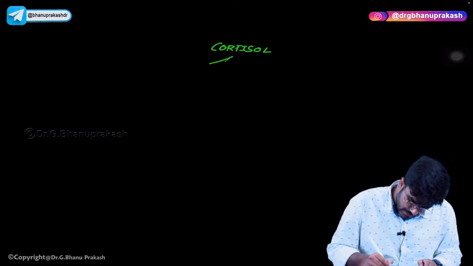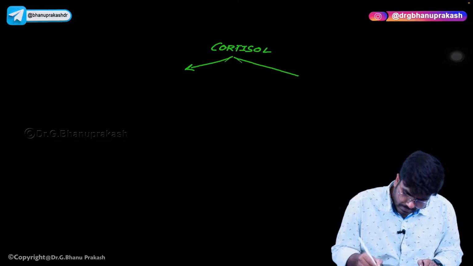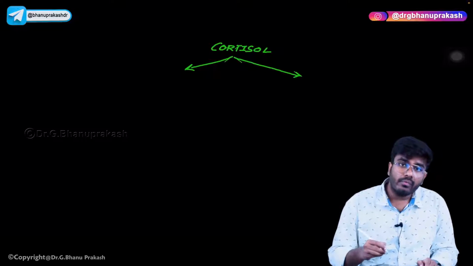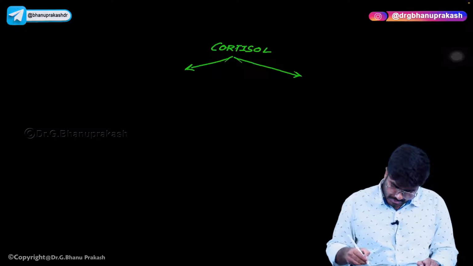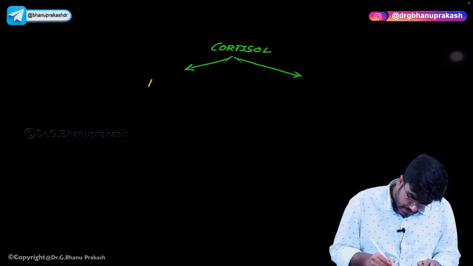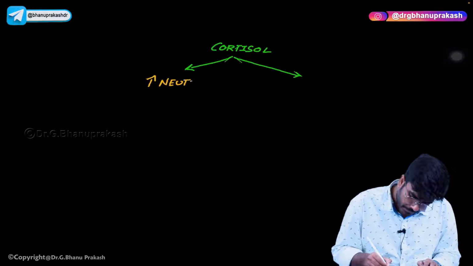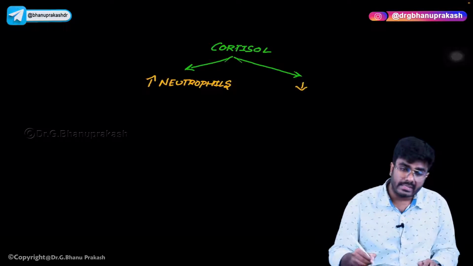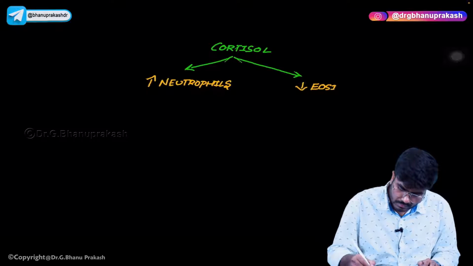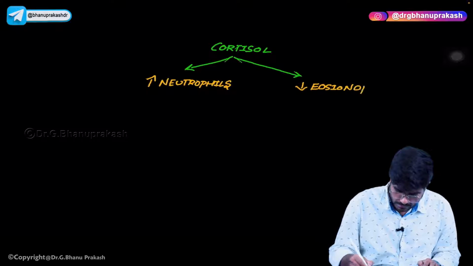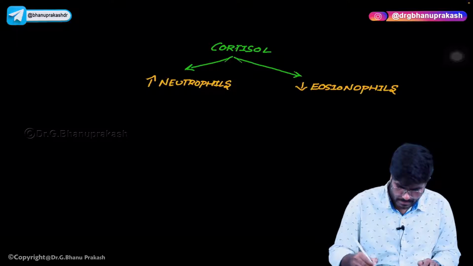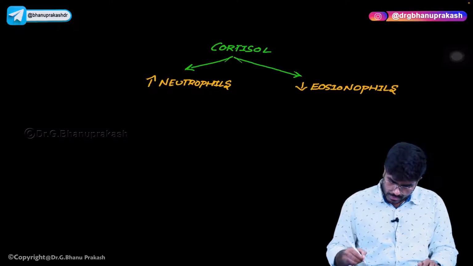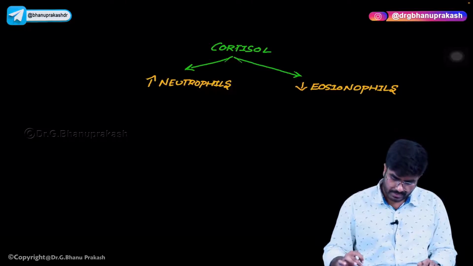Now, let's see cortisol action on WBC. So, guys, it's very, very important. Cortisol will increase a certain type of WBC and will decrease a certain type of WBC. Cortisol especially increases the neutrophils, and the same cortisol will decrease the eosinophils. Now, by acting on blood vessels, I have already taught you, it increases the BP.